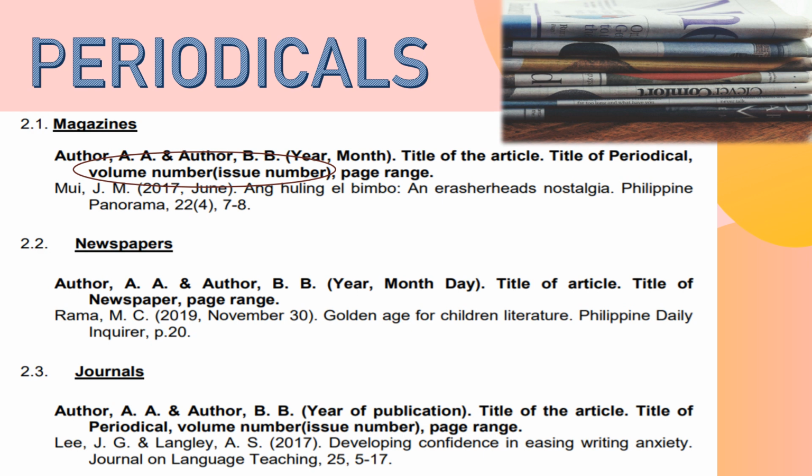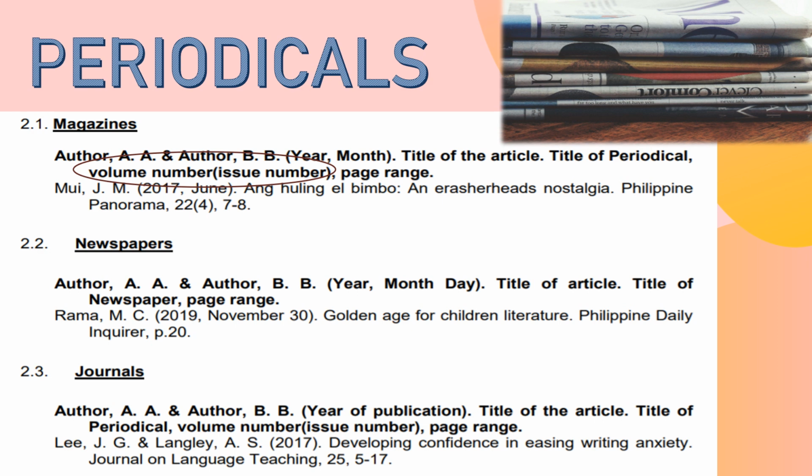Okay. So here in this example, Mui, comma, J. M., so that's the initials of the author, and then 2017, June, period, Ang Huling El Bimbo, and Eraserheads' Nostalgia, period, Philippine Panorama, comma, 22, issue number 4, comma, page range is 7 to 8, period. So that's for citing magazines.